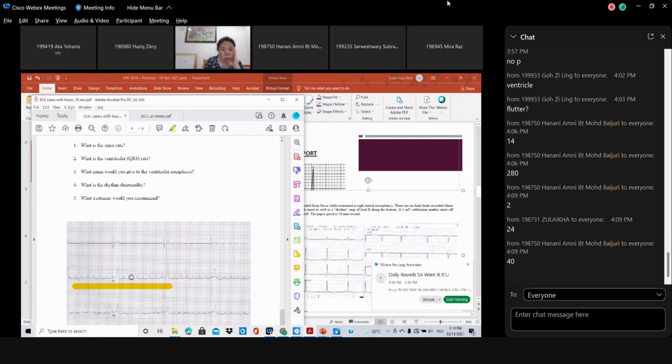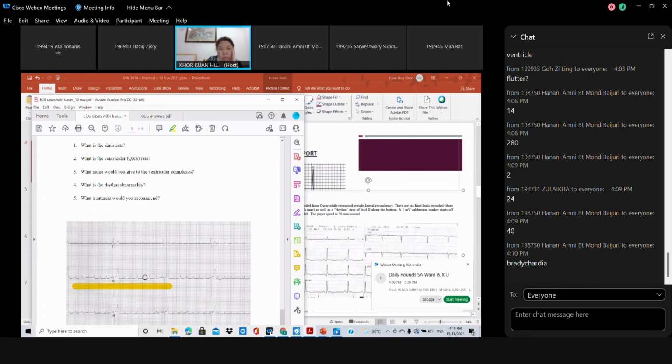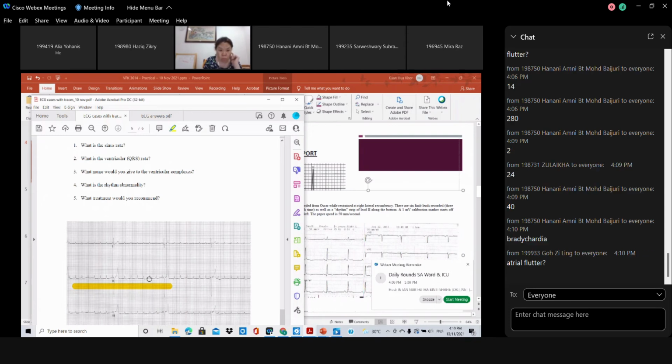This one is all atrial. I know the ventricle is bradycardia, but the atrium is tachycardia. So what is the rhythm abnormality over here? What do you think this is? Doctor, is it atrial and ventricular? This one is the abnormal one. Okay.